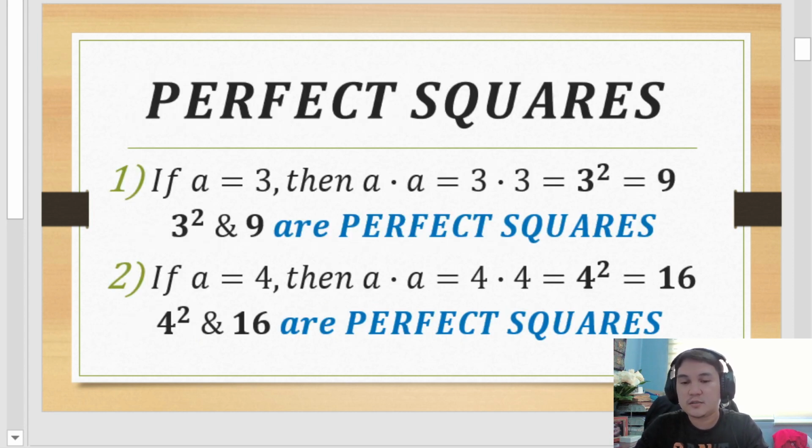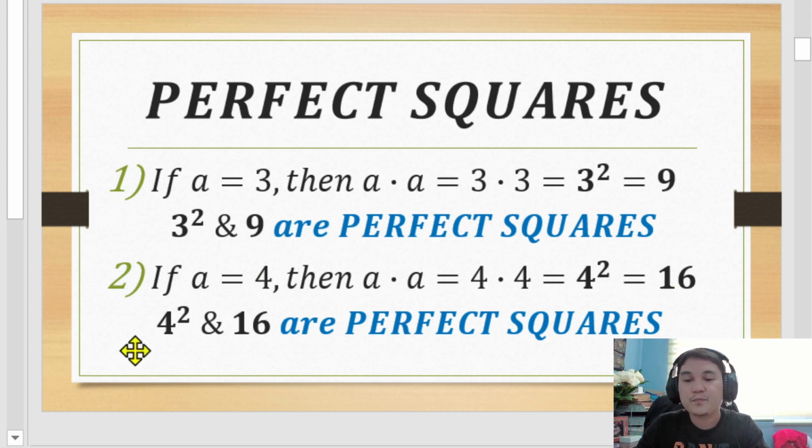Perfect squares. Number 1. If A is equal to 3, then A times A is equal to 3 times 3. To change this 3 times 3 into its exponential form, that gives us 3 squared. And to simplify 3 squared, that gives us 9. 3 squared and 9 are perfect squares.